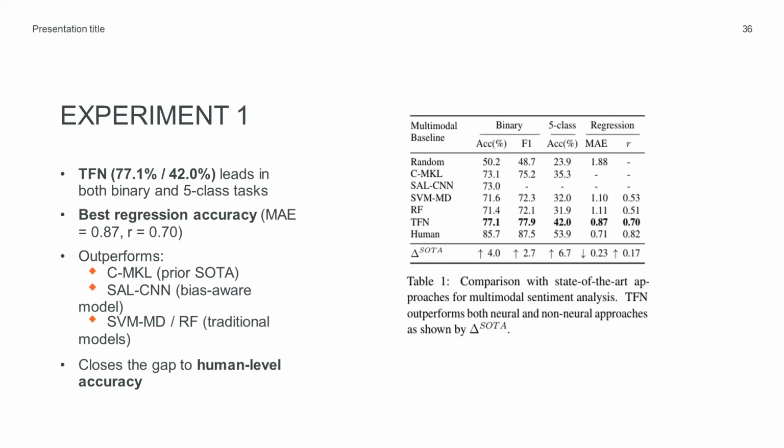It outperforms CMKL, the prior state-of-the-art kernel-based method, SLCNN, a CNN model, as well as traditional models like SVM and random forest. Importantly, TFN narrows the gap to human-level accuracy, especially in binary sentiment classification.